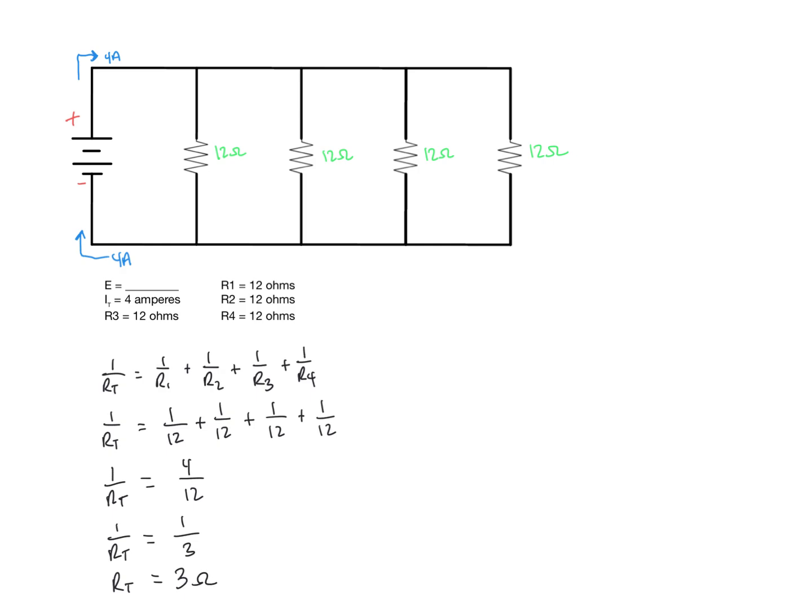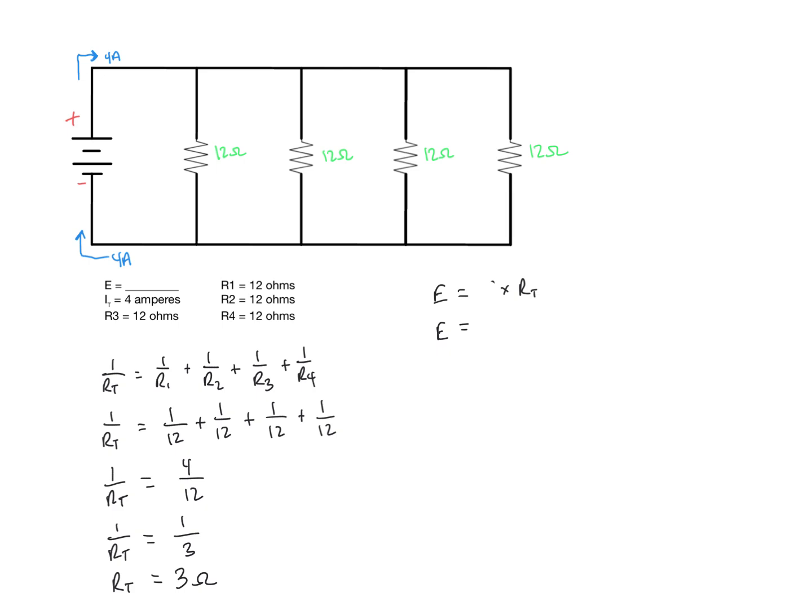So now, if we want to solve for voltage, right? Voltage is equal to amps times resistance total in this case. And sorry, I probably should have used I. I'm not trying to confuse you.